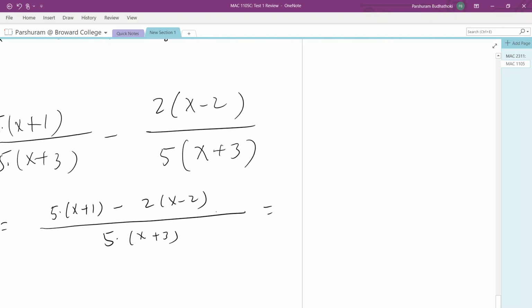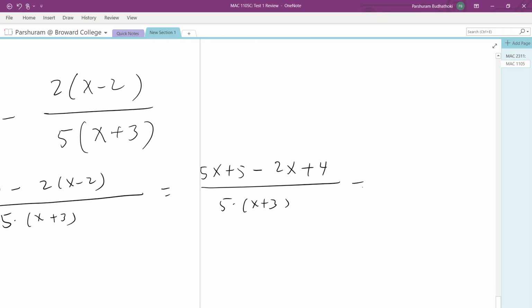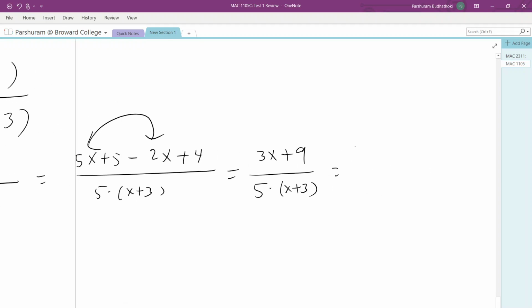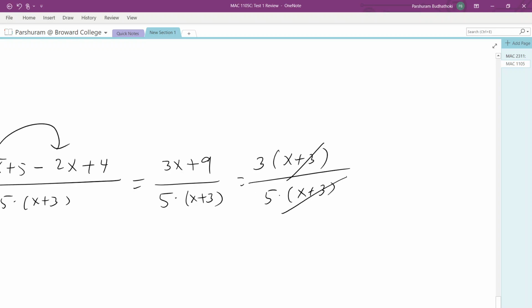Now we can just simplify it on the top, which is 5x plus 5 minus 2x plus 4 over 5 times x plus 3. Now we can simplify more on the top. We can combine the like terms. 5x minus 2x is 3x, and 5 plus 4 is 9. So over 5 times x plus 3. Still we're not done here because we have the greatest common factor of 3 on the top. That gives us 3 times x plus 3, and on the bottom there is already x plus 3, so we can cancel x plus 3 and x plus 3. So the leftover would be 3 over 5.